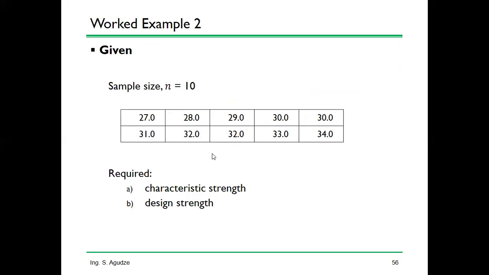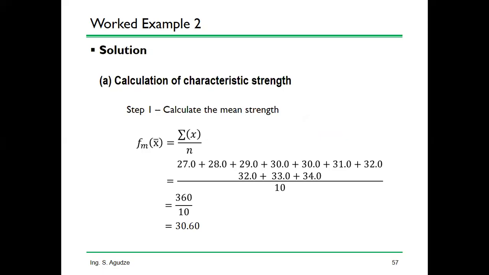Okay, good, let's proceed. If you want to calculate the characteristic strength of concrete, the first thing is to calculate the mean strength. If you remember, Fk is equal to Fm minus 1.64 S. This is the formula I gave you. Fm is the mean strength and S is the standard deviation. So we need the mean and the standard deviation to be able to calculate the characteristic strength.